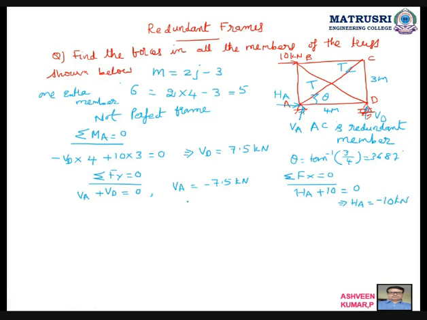So I got the support reactions first. Support reactions means VA and HA, because at the pin support we have VA and HA. It is a roller support only, VD. Understood? Now you can take any one.